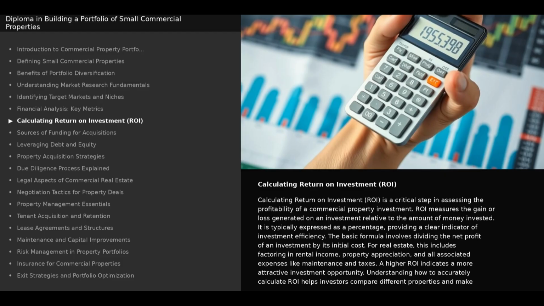The basic formula involves dividing the net profit of an investment by its initial cost. For real estate, this includes factoring in rental income, property appreciation, and all associated expenses like maintenance and taxes. A higher ROI indicates a more attractive investment opportunity.